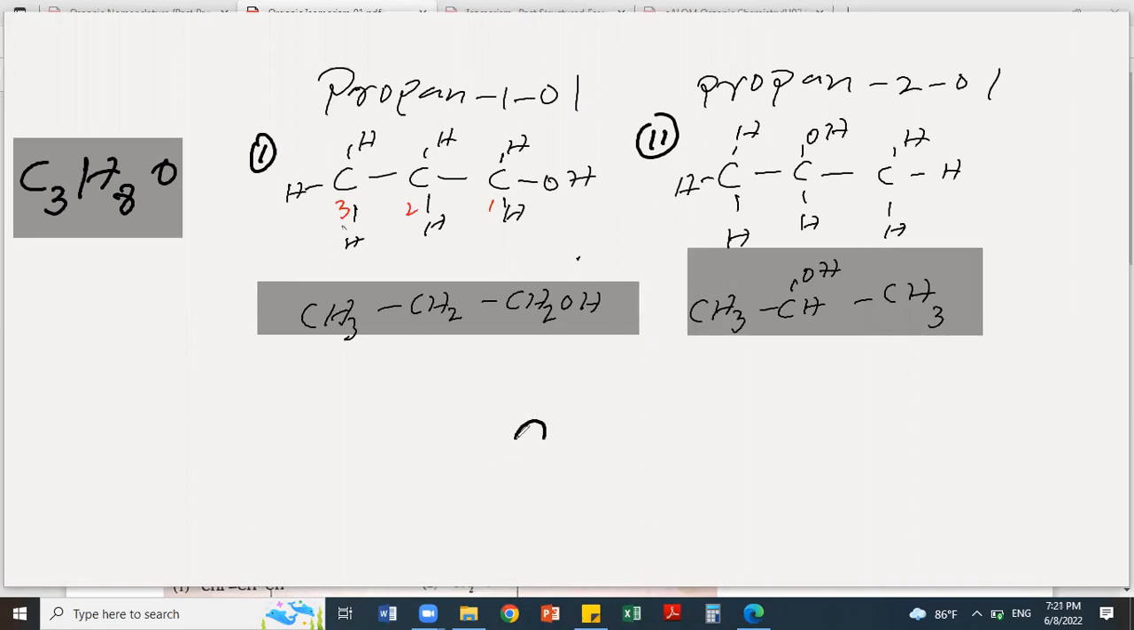These two are called what? Position isomers. Position isomerism. Why? The carbon to which the functional group is attached is different. In the first one, the first carbon is attached; in the other one, the second carbon. So do they have the same physical and chemical properties? No. Their chemical properties are different, their physical properties are different. Not the same thing. Both are alcohols. That's called position isomers. I'll tell one more example for these position isomers.